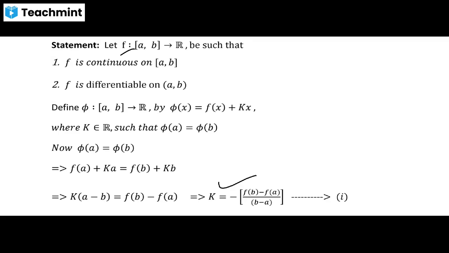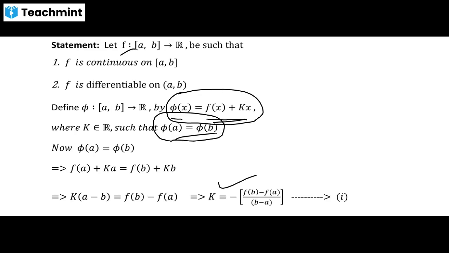So now, if you take this much K value and prepare the function pi of X is equal to F of X plus Kx. Will that pi satisfy pi of A is equal to pi of B? Of course, yes. It is very clear that pi of X satisfies pi of A is equal to pi of B. The third condition of Rolle's theorem is okay.